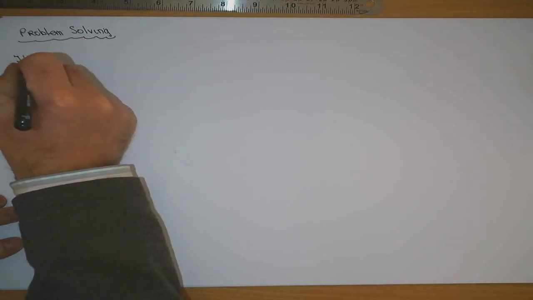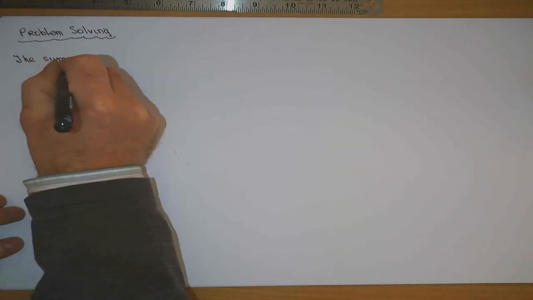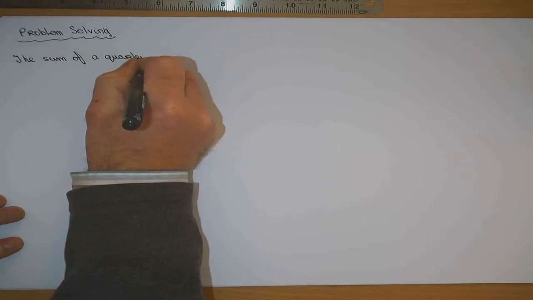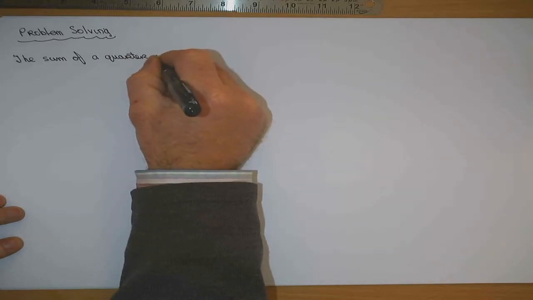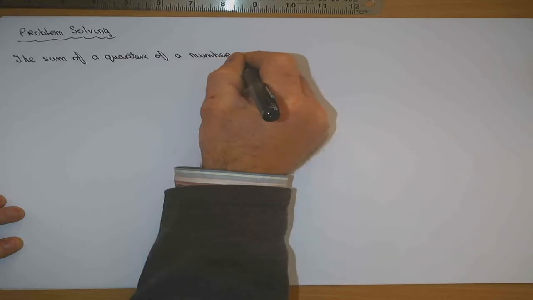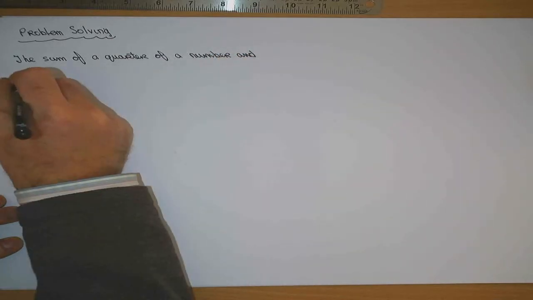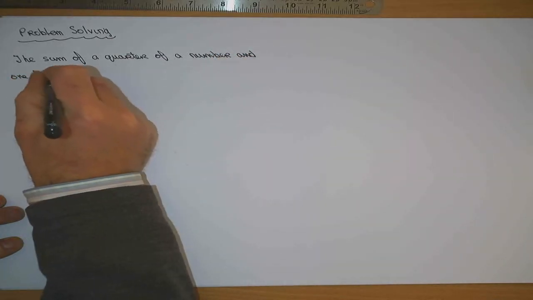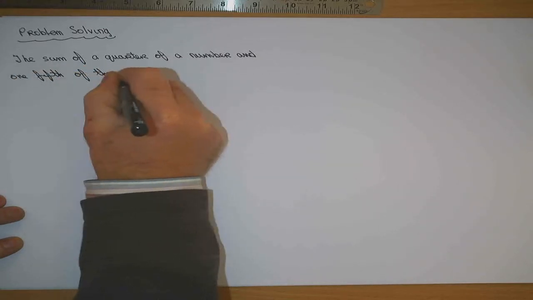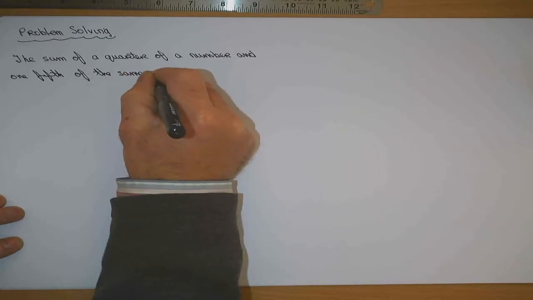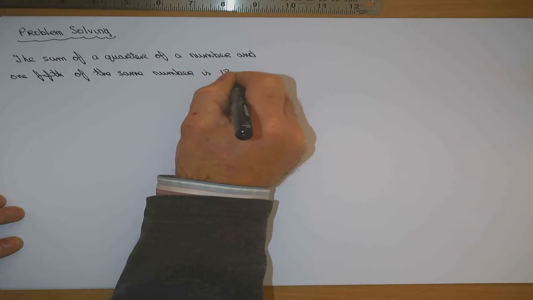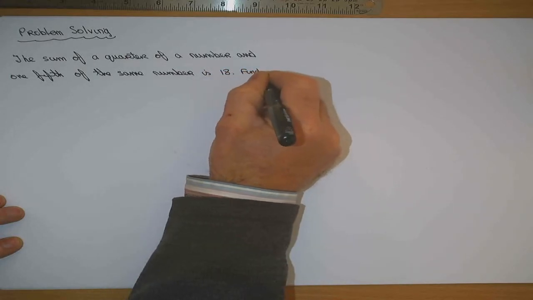The sum of a quarter of a number and 1/5 of the same number is 18. Find the number.